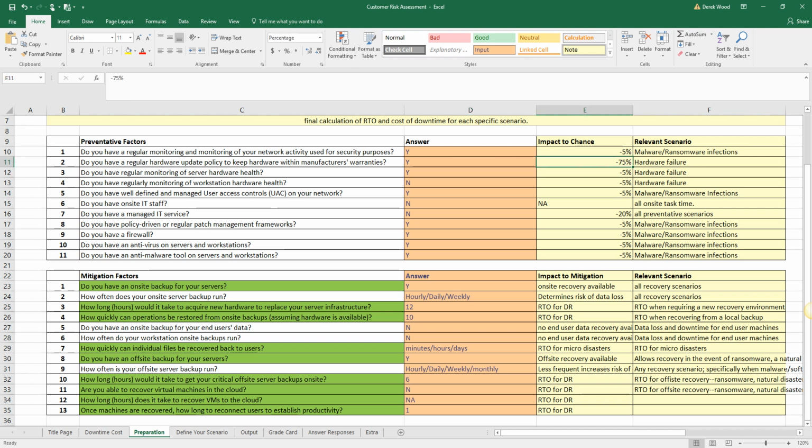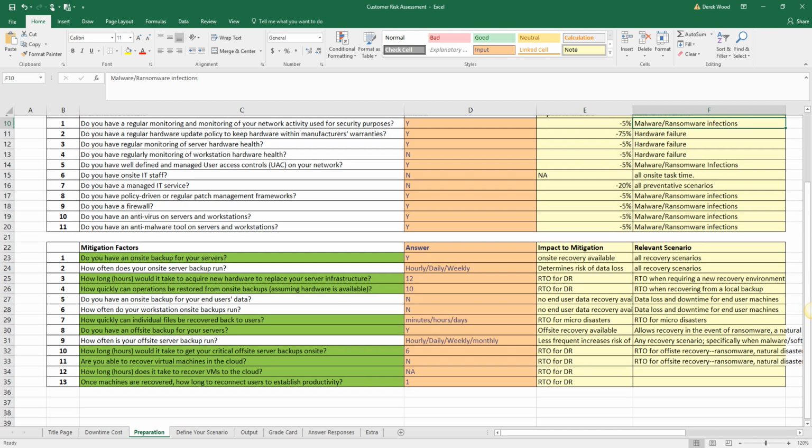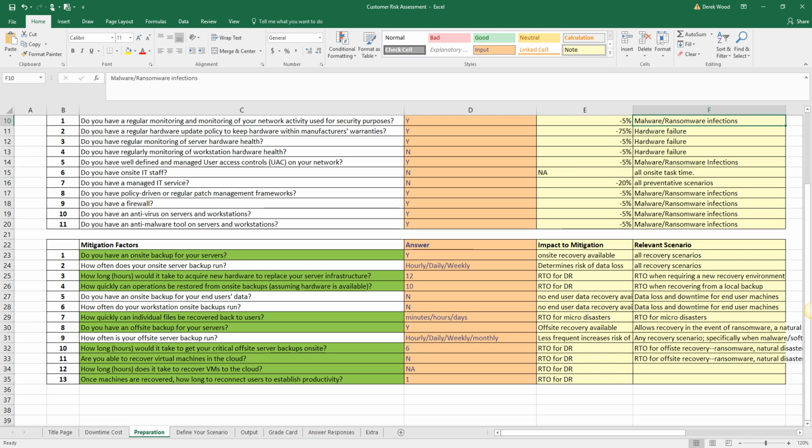And that's how we go through all these as well, with having regular monitoring, antivirus, anti-malware. Each piece of preventative measure has a positive impact, reducing the risk of infections from malware. So all these notes are here to explain how they're being calculated. And then the mitigation factors, most of these are really just understanding recovery times and recovery procedures.